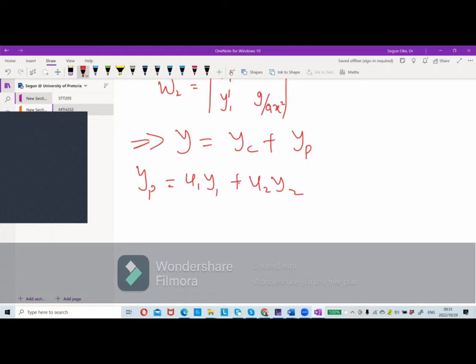And be sure all your solutions are linearly independent. So let's look at them. Example. You have x squared y prime prime minus 2x y prime minus 4y equals to 1 all over x.